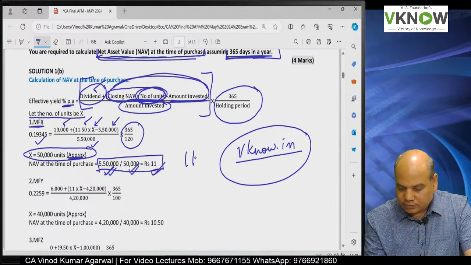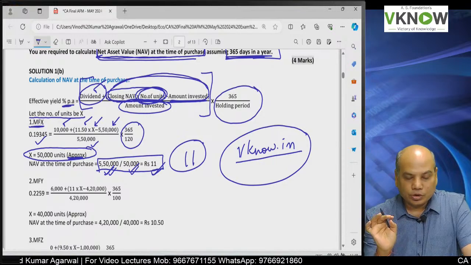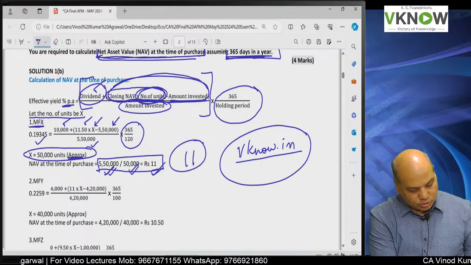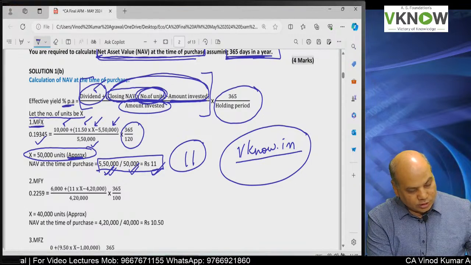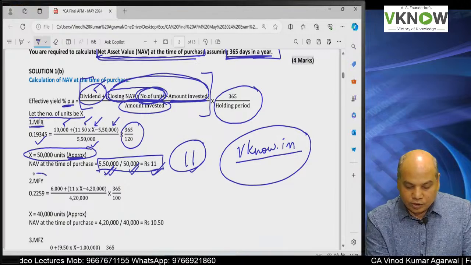Answer is 11. So if you have got 11 rupees or very close to 11, you will get how many marks? I think it was 2 marks for each part. Total is 4 marks. So maybe you will get 2 or 1.5 marks. Same thing for mutual fund Y.